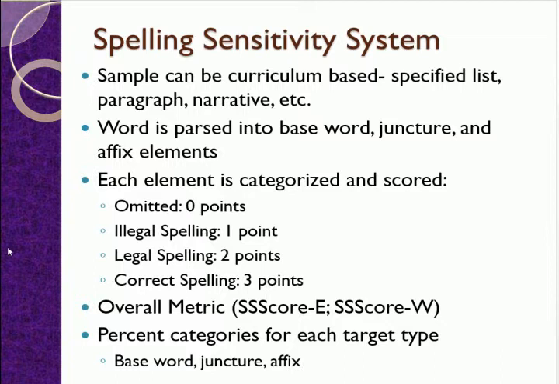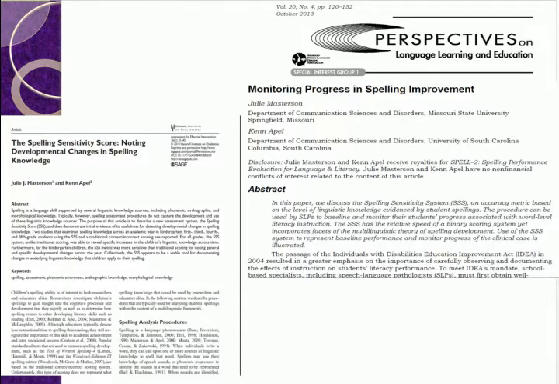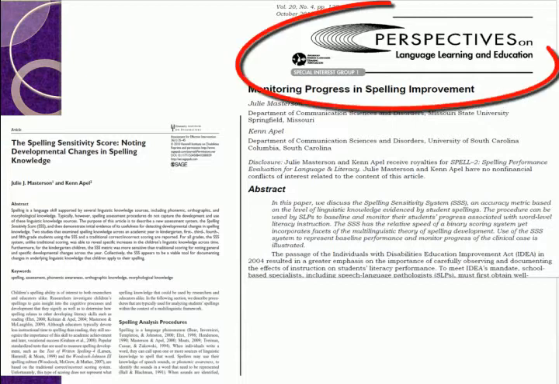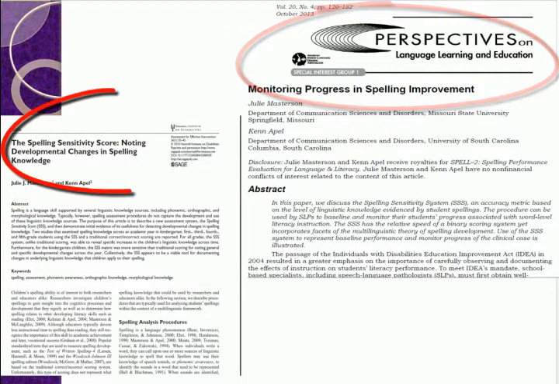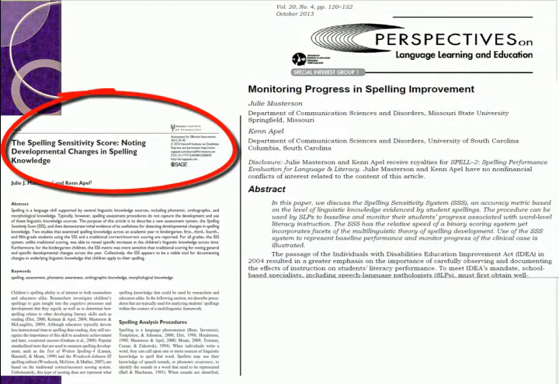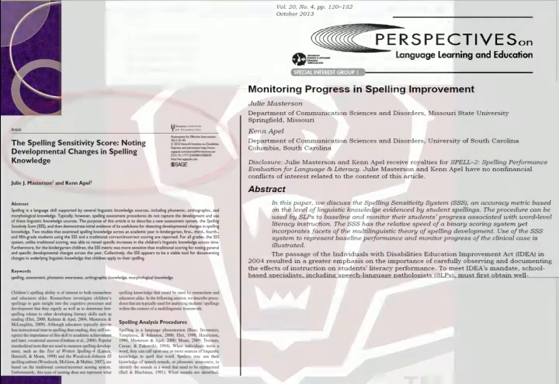If you want additional information on the SSS, you can also take a look at some papers that Ken and I have written, and these are covered in the references at the end of the manual. Probably the most recent papers that are devoted solely to this come from a perspectives issue, Perspectives on Language and Learning and Education, from October 2013. We also published a paper in Assessment for Effective Intervention in 2010.